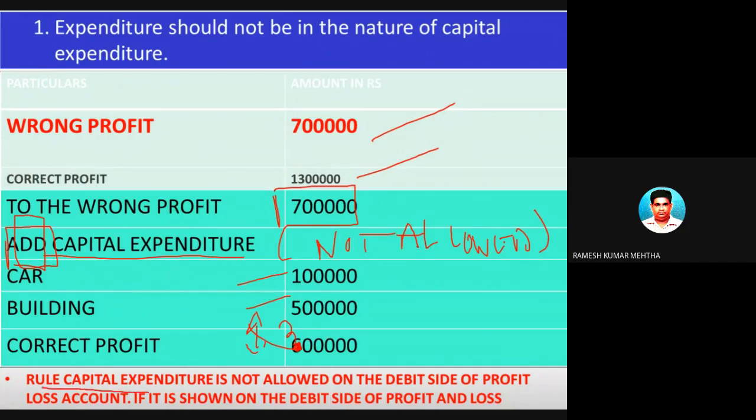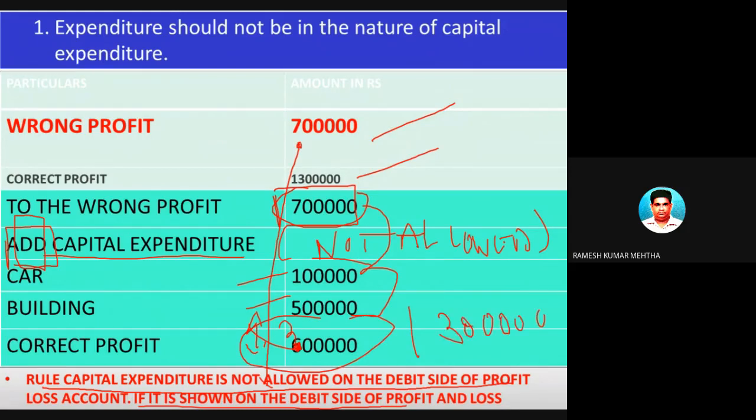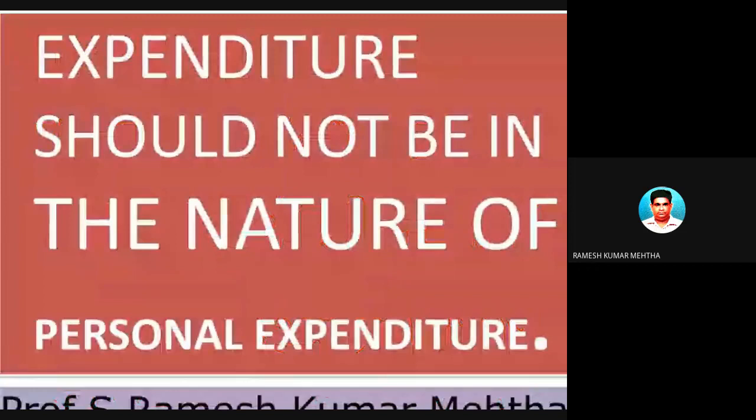So what is the rule? Capital expenditure is not allowed on the debit side of profit and loss account, which I have just now discussed. If it is shown on the debit side, then to the old profit, which is 7 lakh rupees, add back these items, add to the net profit these two items to arrive at the correct profit. So add back to this wrong profit these two items of capital expenditure to arrive at the right profit, which is 13 lakh rupees. So hope you have understood this particular problem.